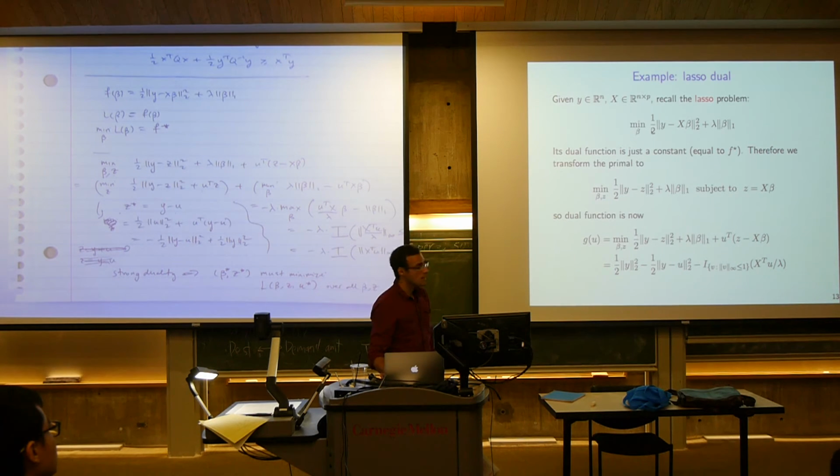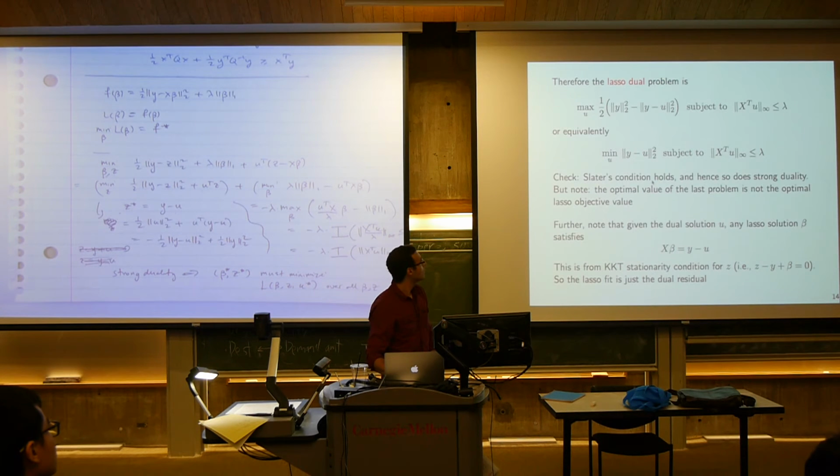Okay, because the dual problem involves projecting y onto a convex set. I'm finding the closest u among all u that satisfy this. That's a convex set. In fact, it's a convex polyhedron, right? This is just the intersection of a bunch of half spaces. I'm taking x_j, the jth column, transpose u, and saying that's between minus lambda and lambda. So this is just a convex polyhedron.